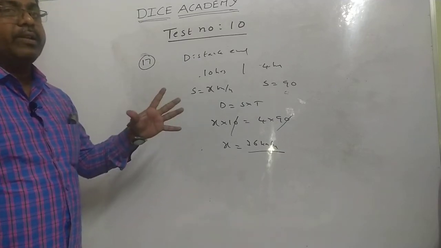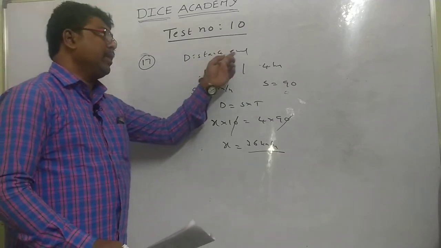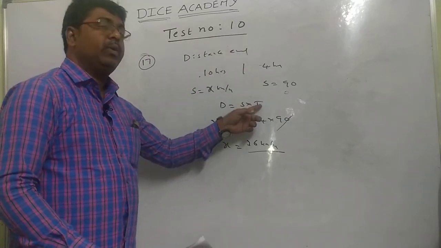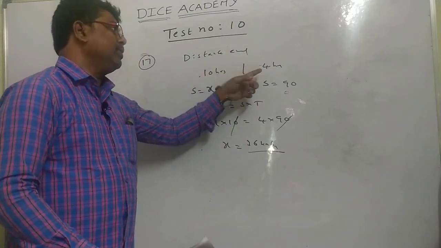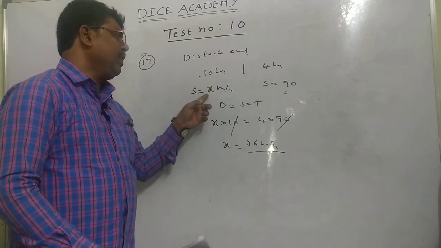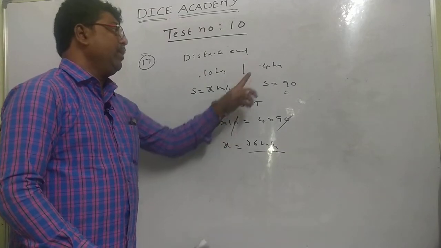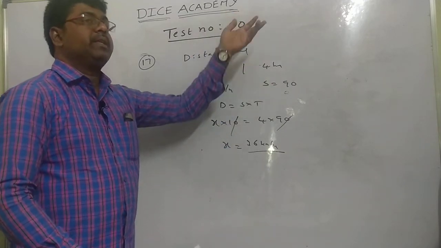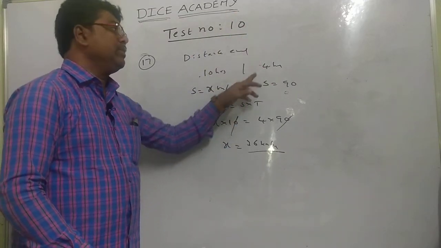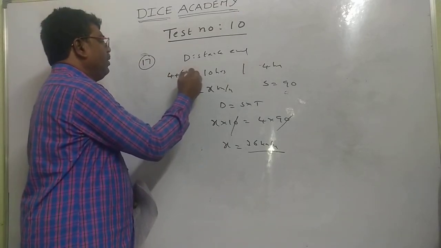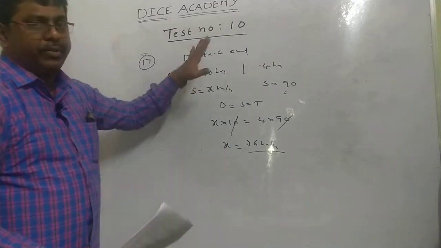So here the concept is that the distances are equal. If you know the distances are equal, what is the formula for distance? Speed into time. First of all, assume the goods train speed as x. The express train is given as 90, and this is 4 hours. After 6 hours, the goods train's travel time is 6 plus 4, which is 10 hours. This is the condition.